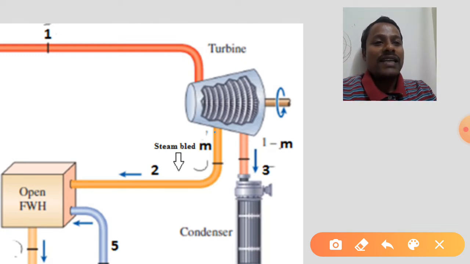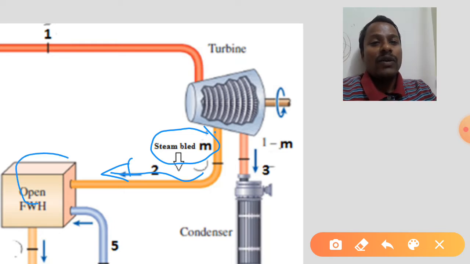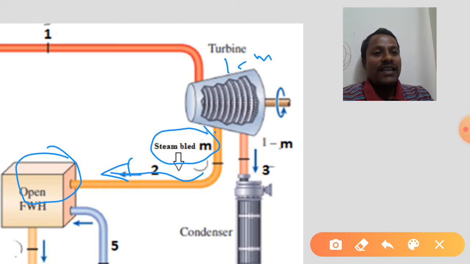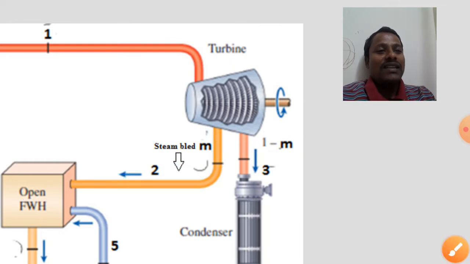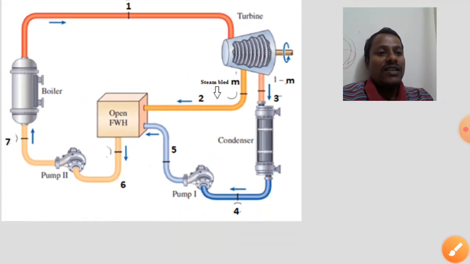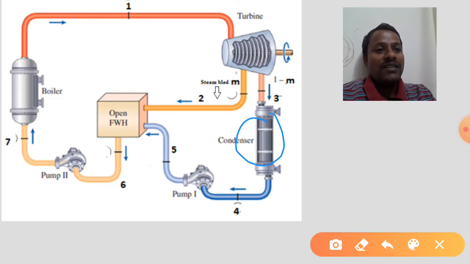State 1 to state 2. At state 2 exactly we bleed the steam of m kg at pressure P2, and we send it into the open feed water heater. The remaining steam, that is 1 minus m kg, will further expand inside the steam turbine in the next stages until state 3, where 1 minus m kg comes out of the steam turbine. Then it enters the condenser, undergoes condensation inside the condenser and comes out at state 4. This condensate at state 4 enters the pump.